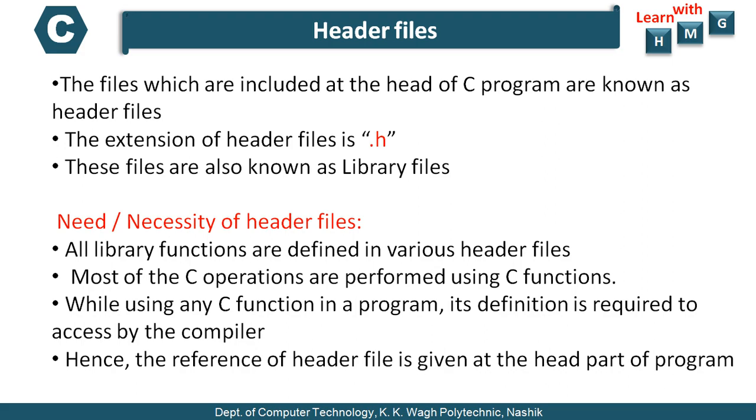That is done using this syntax: hash include, in triangular brackets, the header file name. Here hash include is the statement, and you have to write the header file name with the .h extension within the triangular brackets, and then the compiler will search this header file for the definition of the C function which you have used in your program.